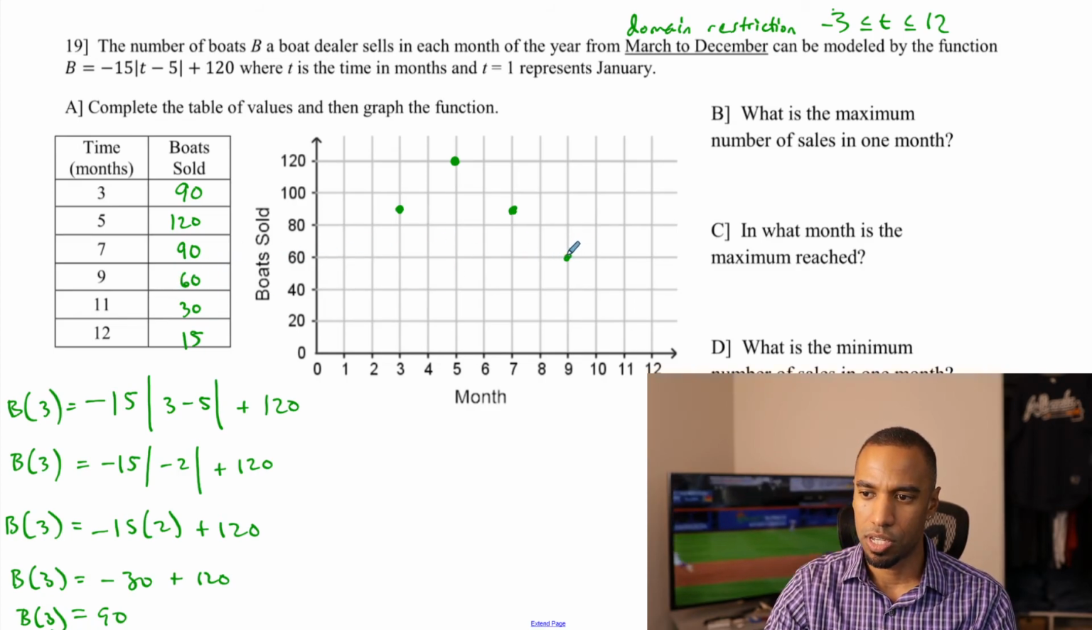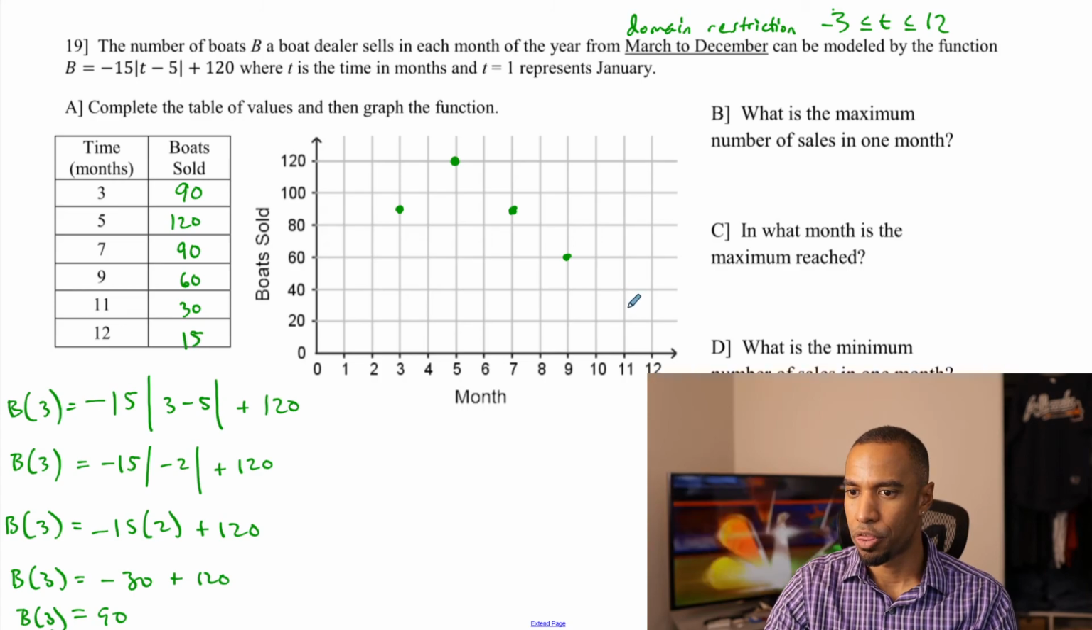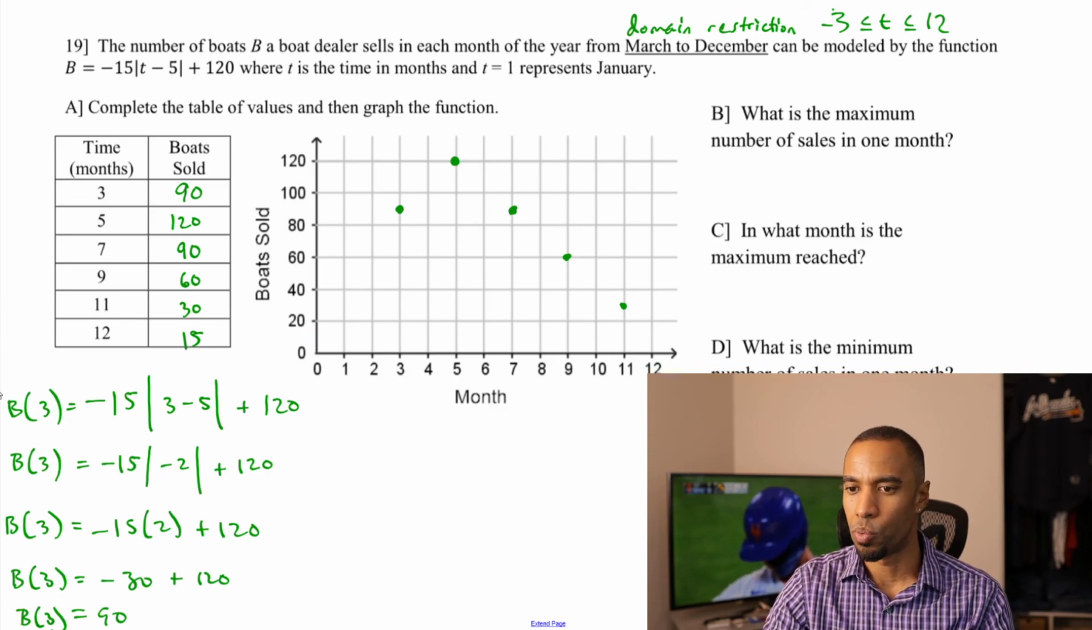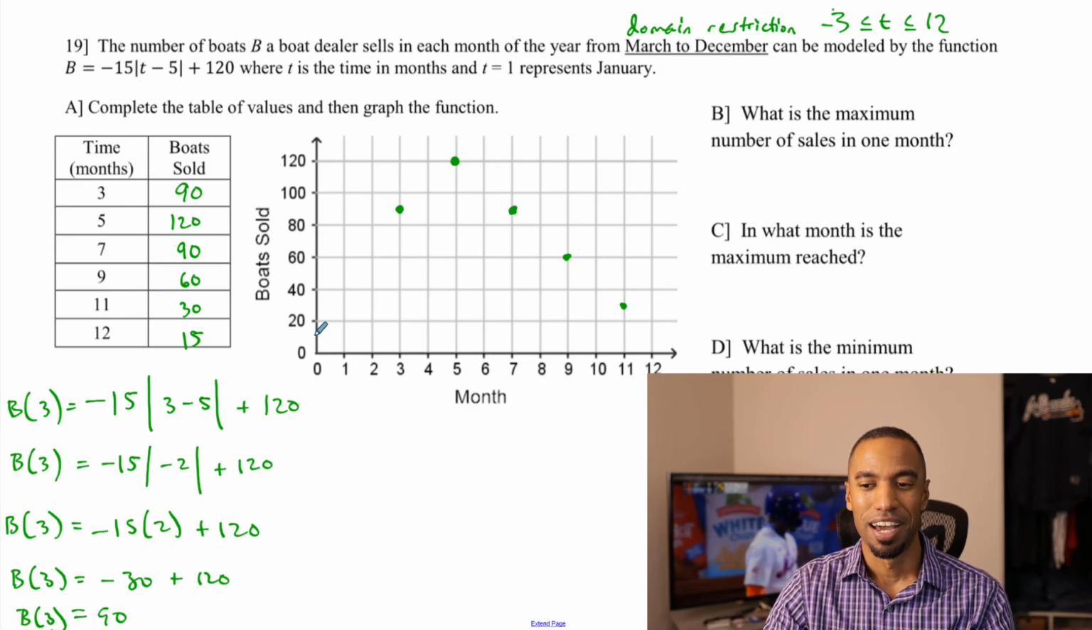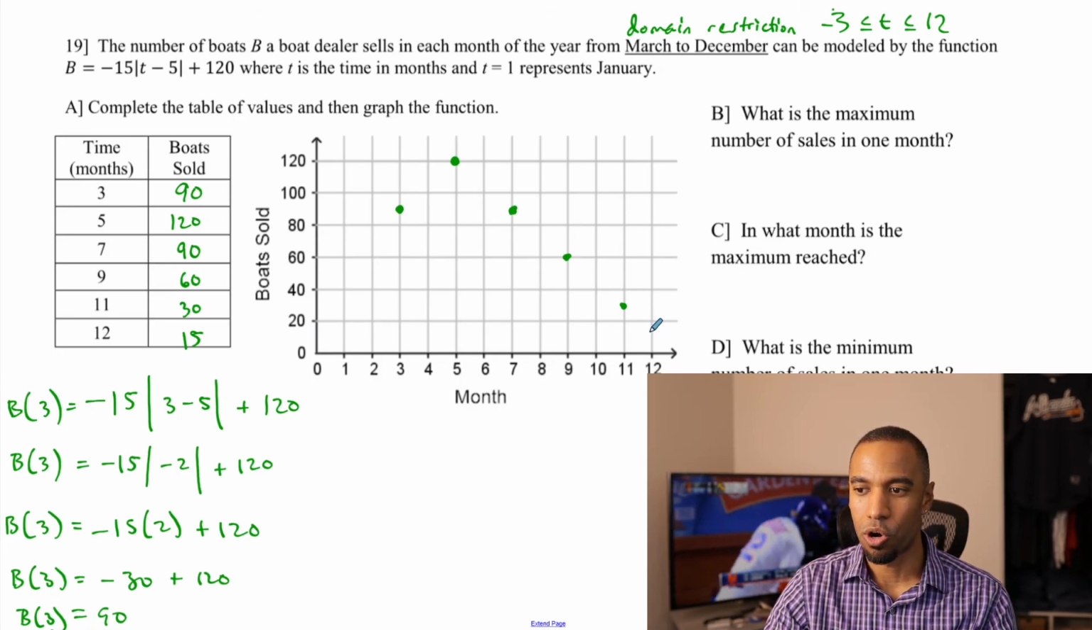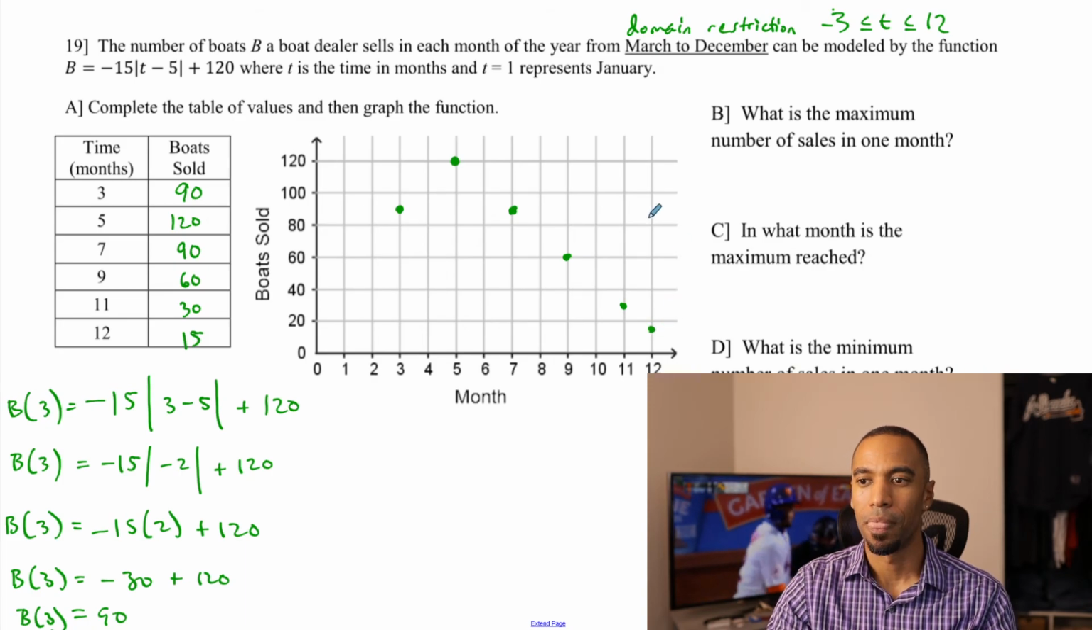So 9, 60, 11, 30, that's in between 40 and 20, and then 12, 15. Now, 15 isn't halfway between 0 and 20, but it's halfway between 10 and 20. So here's like 10, 15 is that. So it's three-quarters of the way up between 0 and 20, kind of like that. I think that's our best way to do it.